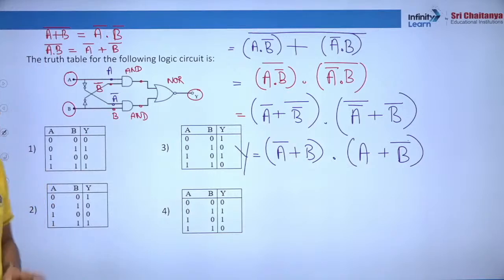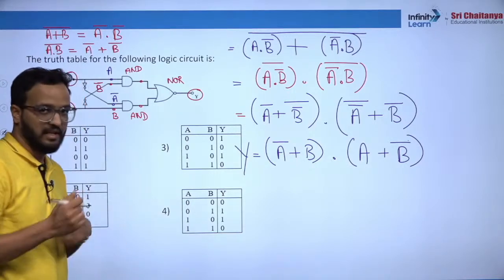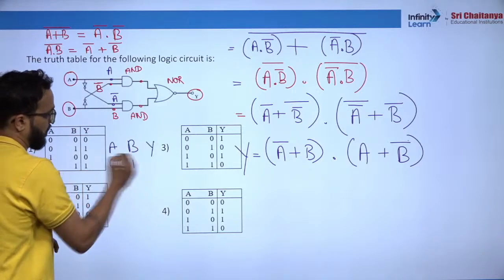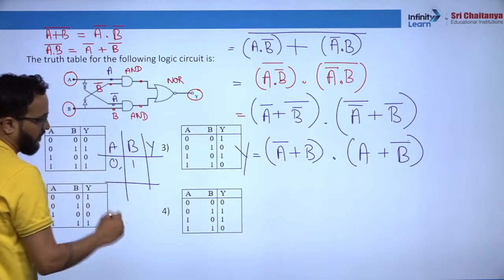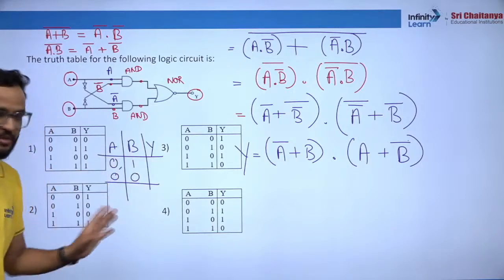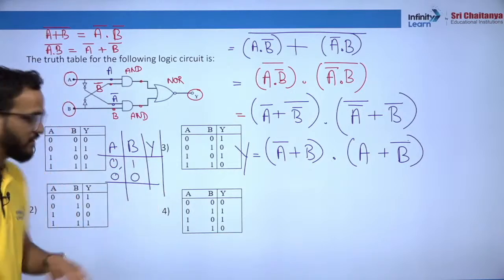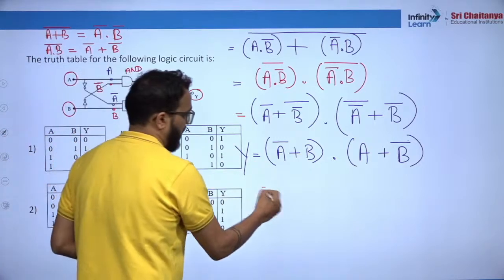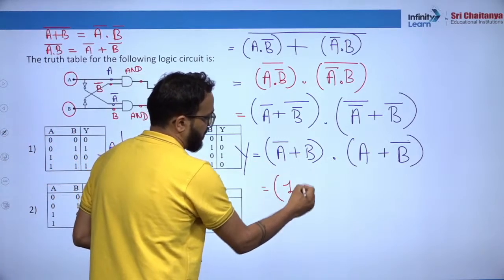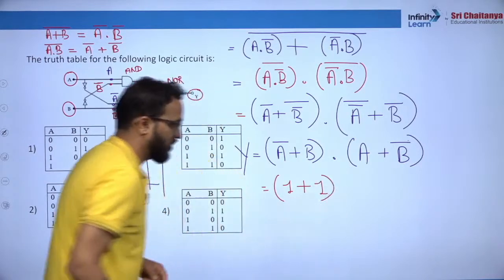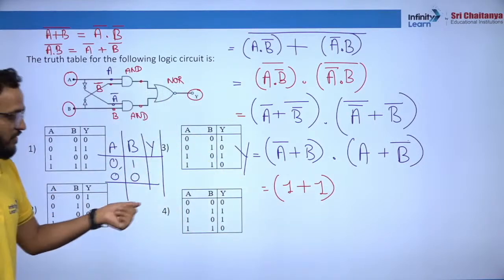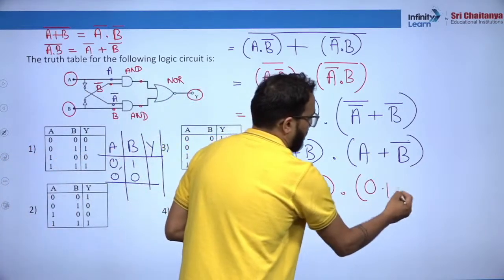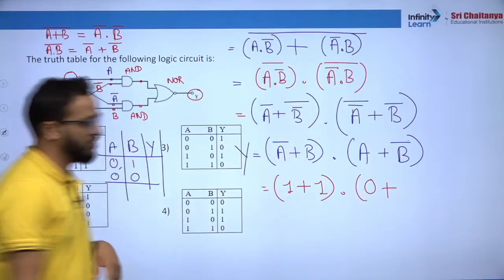Now, what will you do? We will check for two options only. One is 0, 1, and we will check for 0, 0. Just two options we will try to match. If two options match, then we will get our answer right. So, here 0 and 1. If A is 0, A bar is 1, so 1 plus 1 dot, what is A? A is 0, plus B bar, what is it? B is 1, so 0.